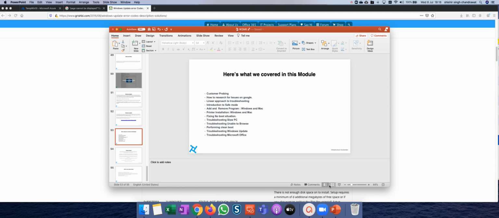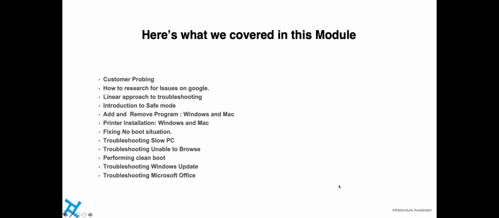So I'll just quickly touch upon what we covered in this module. We learned about how to do probing. We told you how to search on Google for the issues which you have, how to put things in double quotes, what you can search, what you cannot search. We told you how to follow a linear troubleshooting approach, what safe mode is, add and remove programs, how to install a printer, and how to fix no boot situations. We showed you how to troubleshoot a slow boot PC, how to troubleshoot being unable to browse the internet, how to perform a clean boot, how to troubleshoot Windows Update, and how to troubleshoot Microsoft Office.